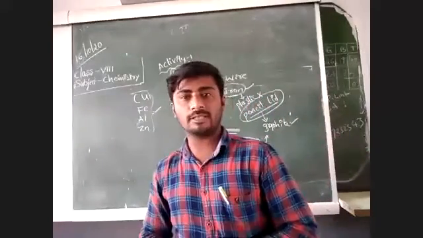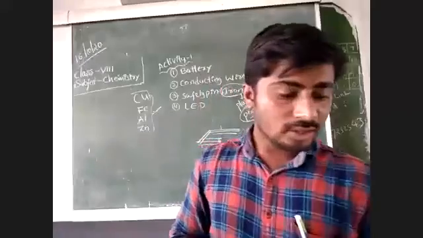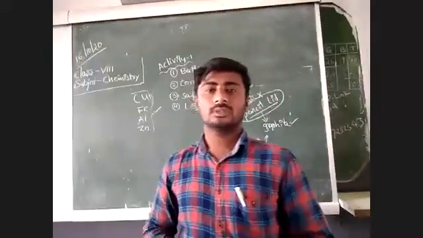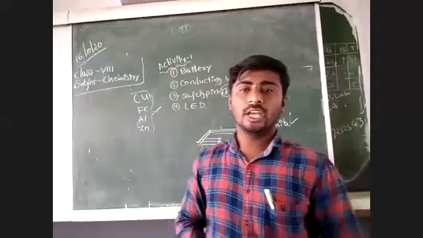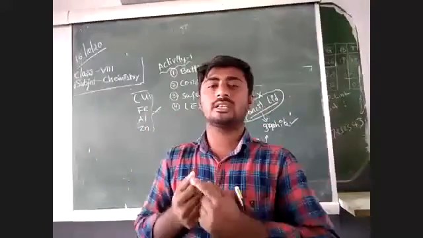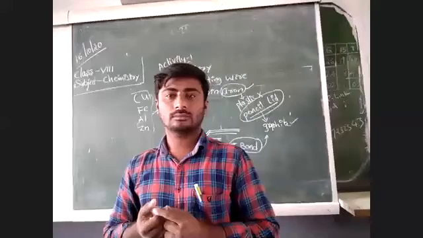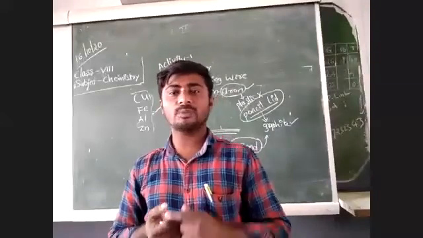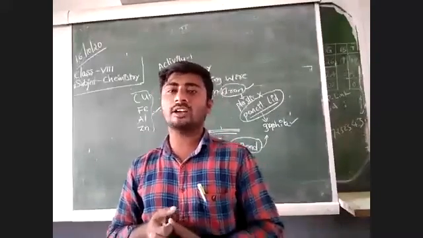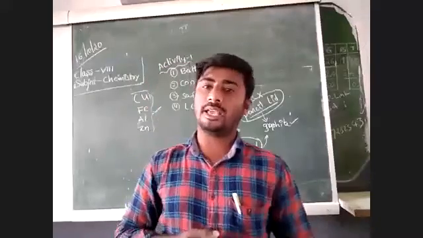Yes, the bulb is glowing. So instead of the iron nail, if we use the object eraser, if you place the eraser in between the two conducting wires, what happens? Does the bulb glow? No. Yes, very good. The bulb does not glow if we use an eraser.